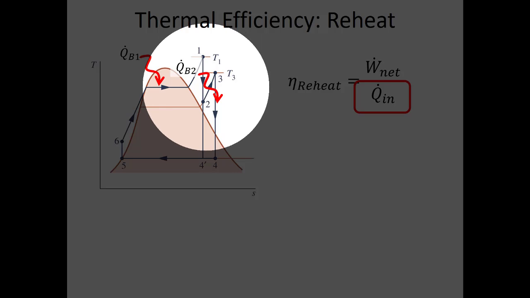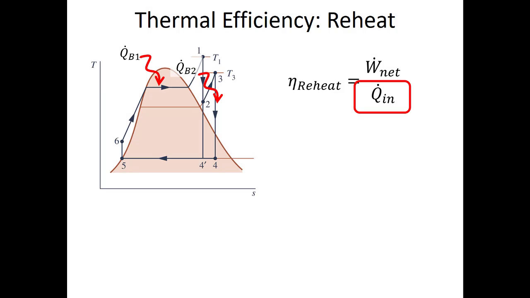So remember, there's two turbines in this cycle, but there's also two places where we add heat. So my heat in becomes Q at the boiler the first time and Q at the boiler the second time. So it's like the heat transfer rate at the heating and then the heat transfer rate at the reheating.